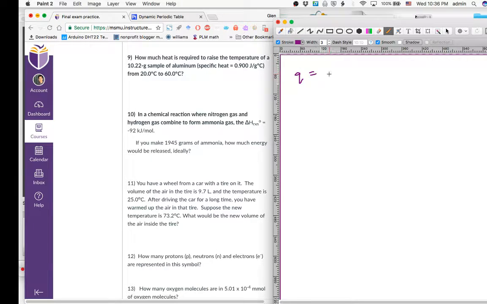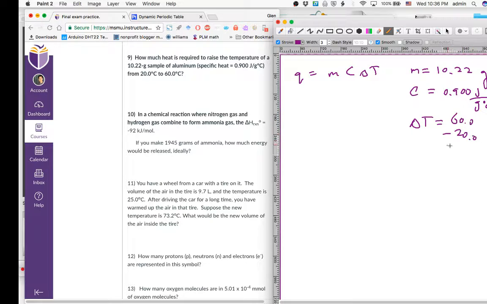So Q equals MC delta T, where the mass is 10.22 grams. The specific heat capacity of this stuff is 0.900 joules per gram per degree Celsius. So I know I'm going to need Celsius at some point. So the delta T went from 20 to 60, that means it started at 20 and then went to 60. So I get a delta T of 40, a positive 40. This means it got heated up. Is that correct? Yes, it is getting heated up in this problem.